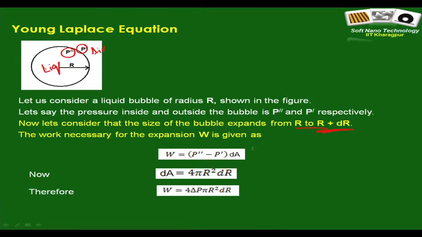So, we know from our basic concept of thermodynamics that the work done is P dV. The pressure required to achieve this is essentially the net pressure, that is P double dash minus P dash, into dV. So, it is delta P into dV.